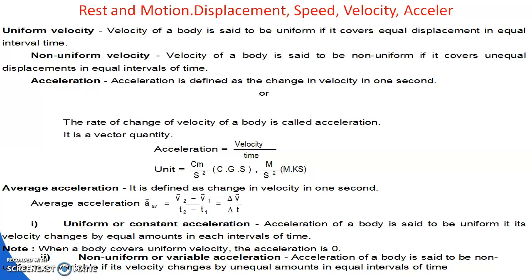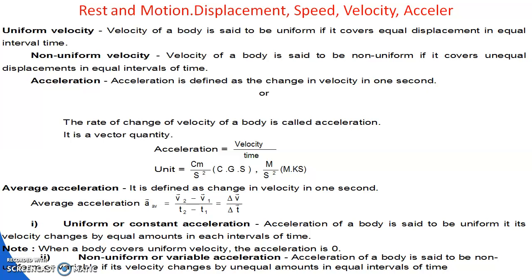Obviously it is a vector quantity, because velocity is a vector quantity and acceleration is a vector quantity. Its SI unit is meter per second square, because the SI unit of velocity is meter per second, divided by time, second. So second square, meter per second square.